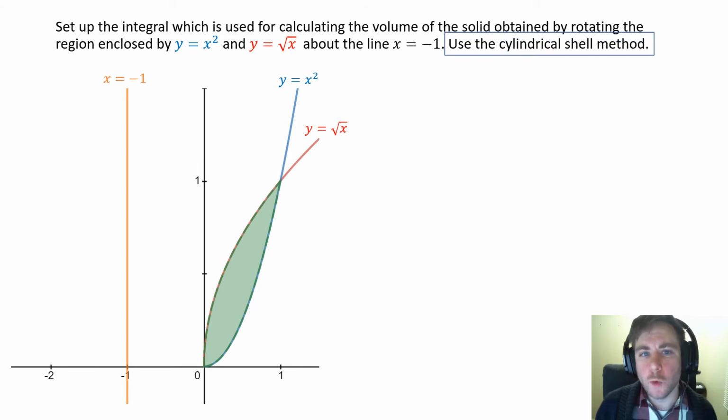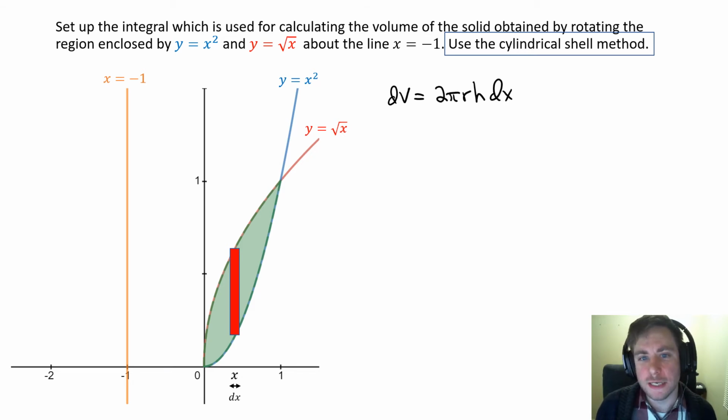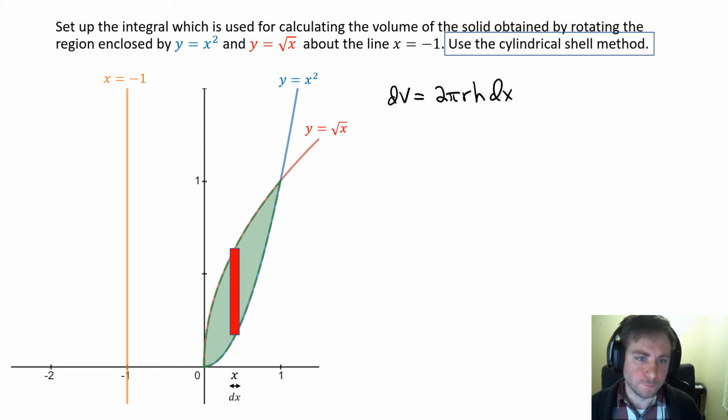Let's try this problem one more time, except this time we're going to use the cylindrical shell method. So that would imply that the rectangles are going to be parallel to the rotational axis. And in this case, that means vertical rectangles with a width of dx. Check that you're able to visualize that rectangle rotating around the axis to form a cylindrical shell. And when you can see that, we know that the corresponding formula for dV would be 2 pi r h dx.